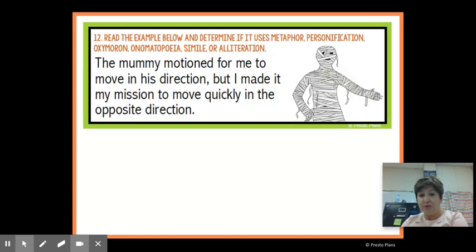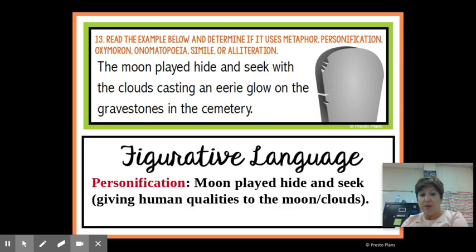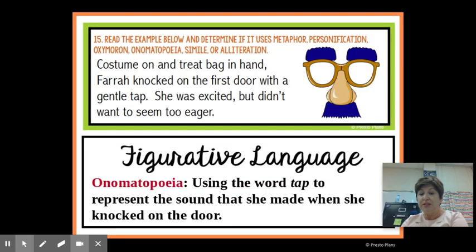Our last example for today is onomatopoeia, and onomatopoeias are really fun. An onomatopoeia is the forming of a word from a sound associated with that word. Let's look at this example, and then I'll give you some more examples. Costume on and treat in hand, Farah knocked on the first door with a gentle tap. She was excited, but didn't want to seem too eager. Tap is the onomatopoeia in this example. Tap is representing the sound that Farah made when she knocked on the door. So, tap.